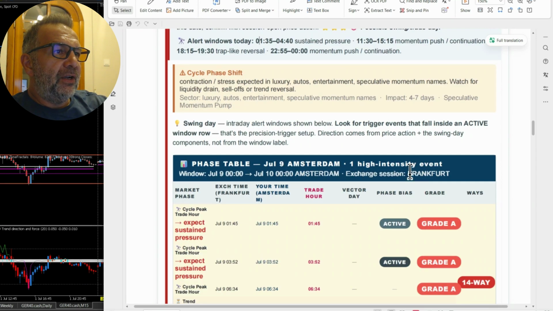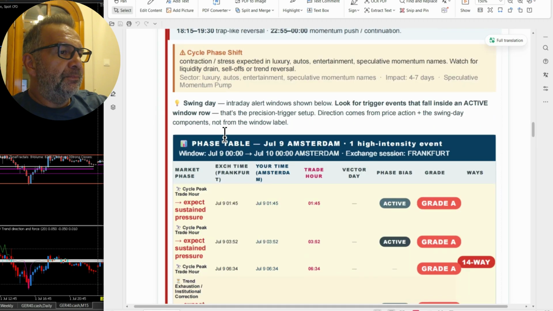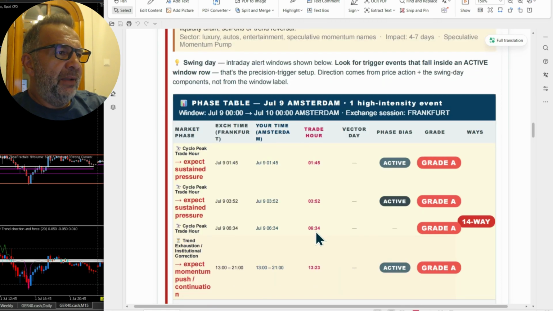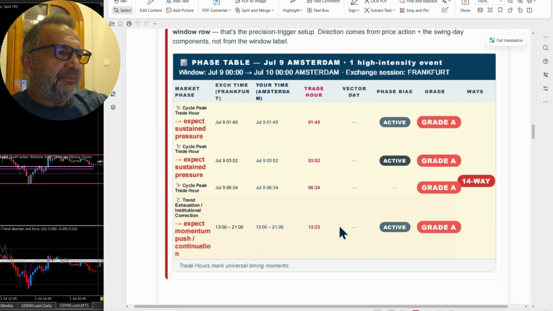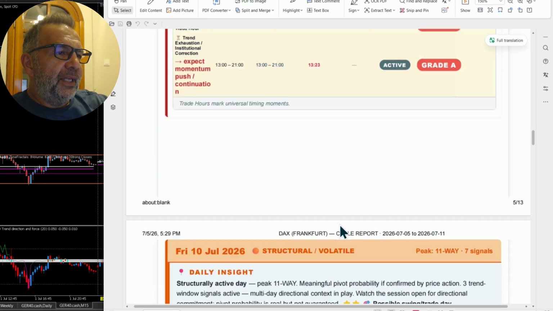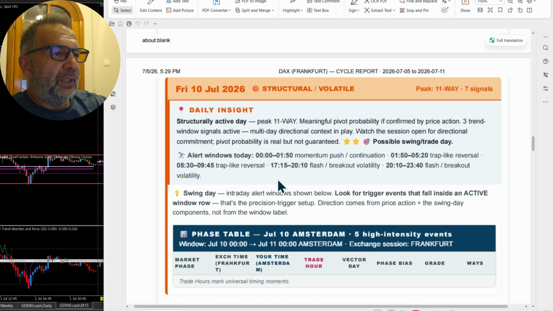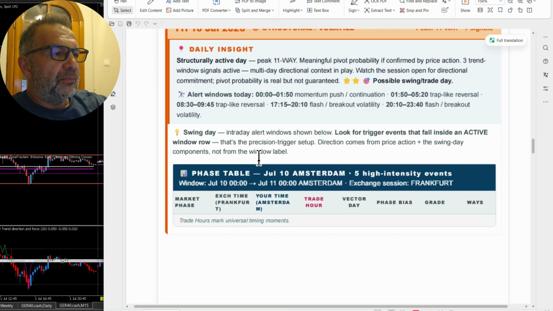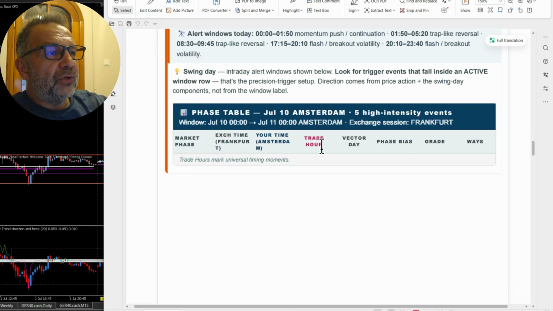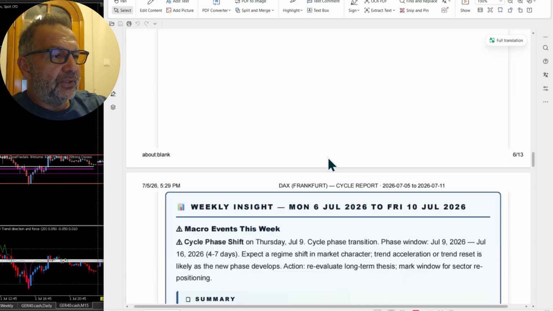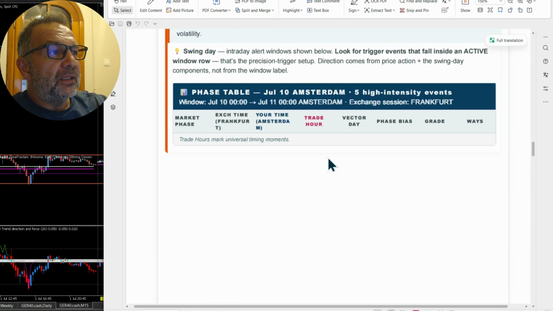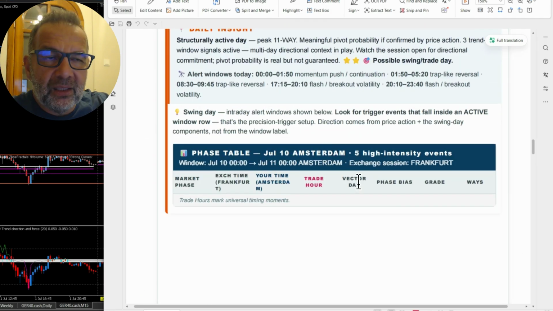So what else have I got? And these are the hours for Thursday. And then we've got Friday. Once again, alert windows. Now, there are no trade hours here, as you can see, for some reason. So maybe specifically for DAX, there's nothing special.